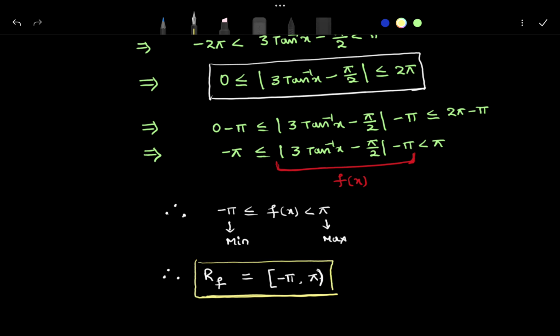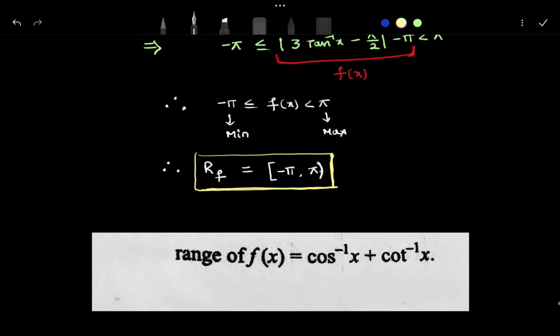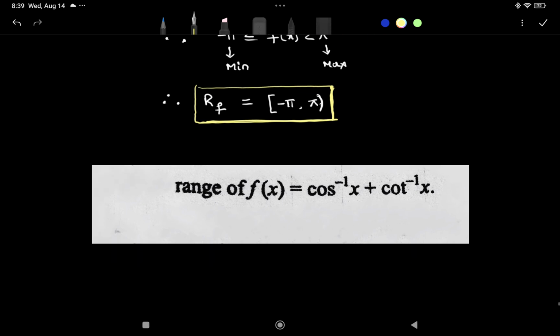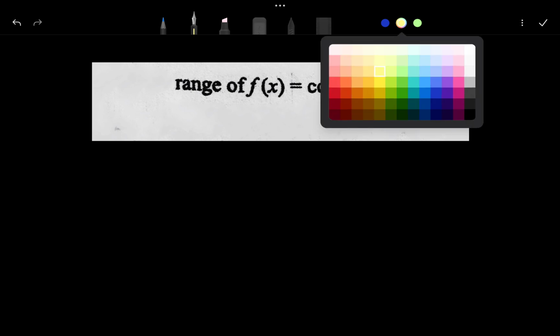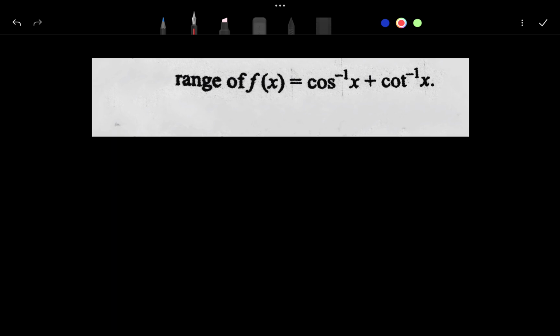Now, in the same concept we will discuss one more question. The range of f of x is equal to cos inverse of x plus cot inverse of x. Now, we discussed the range definition. Range is nothing but the output value. Similarly, what is the meaning of domain? Domain is the input value. So here the x values will be the domain.